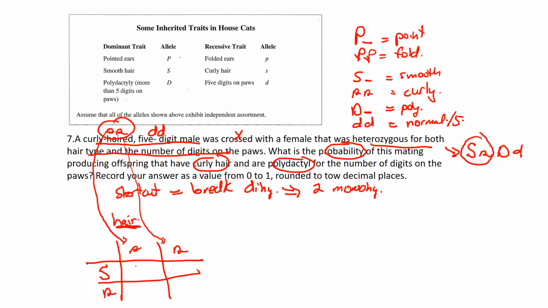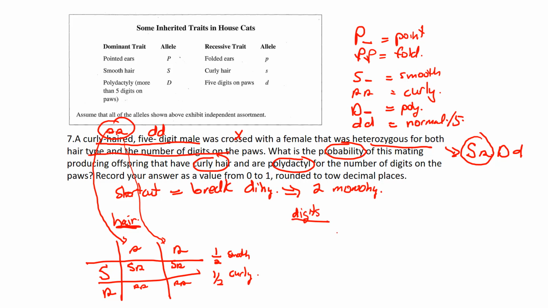And when we fill this in, big S, little s, big S, little s, little s, little s, little s, little s. We can see that one half of these are going to be smooth, and one half of these are going to be curly. Now, you can do it the other way, but trust me, this is the best way to do probability questions with dihybrids.